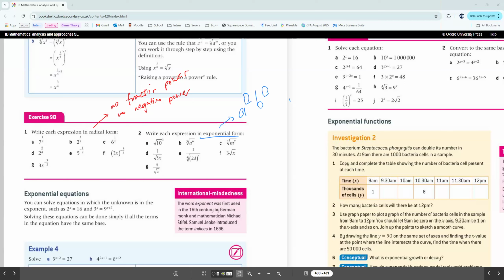Wait, Michael, for radical form, I thought it was also no fraction. No fraction power. See how it's having fraction power? Oh yeah. But it's having negative power. So for example, in this case, when we have negative power, first of all, we want to do something like this: 1 over 3x to the 3 over 2, and then go from there.